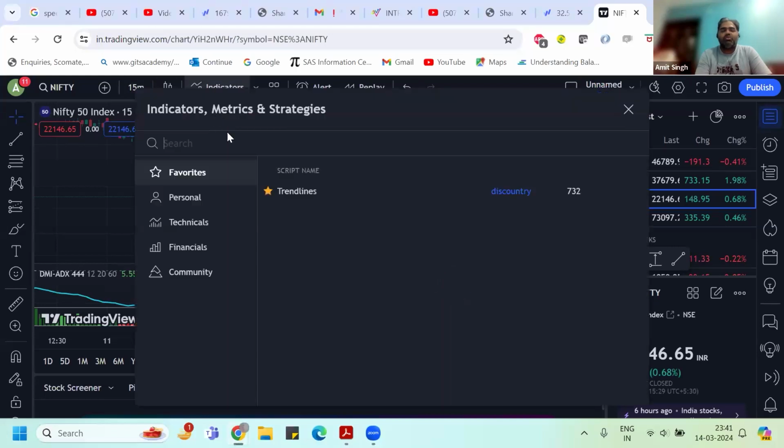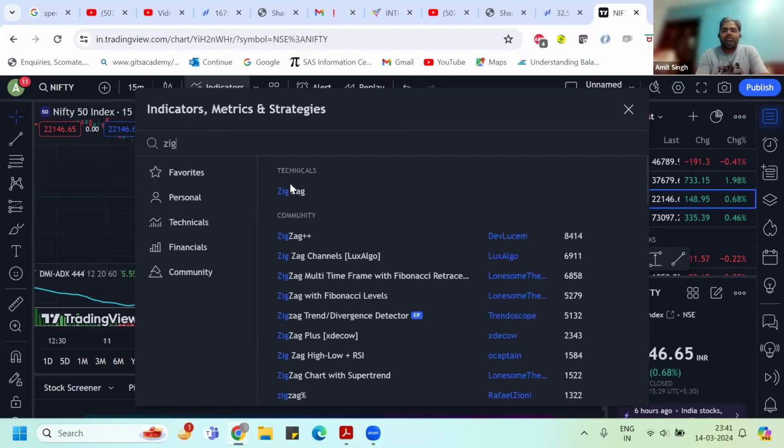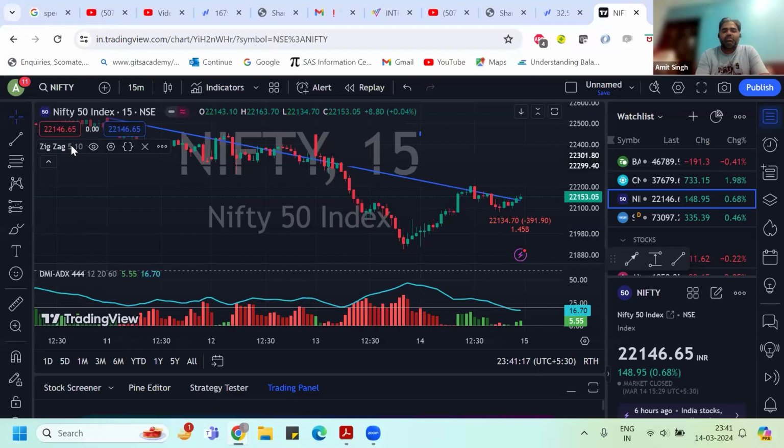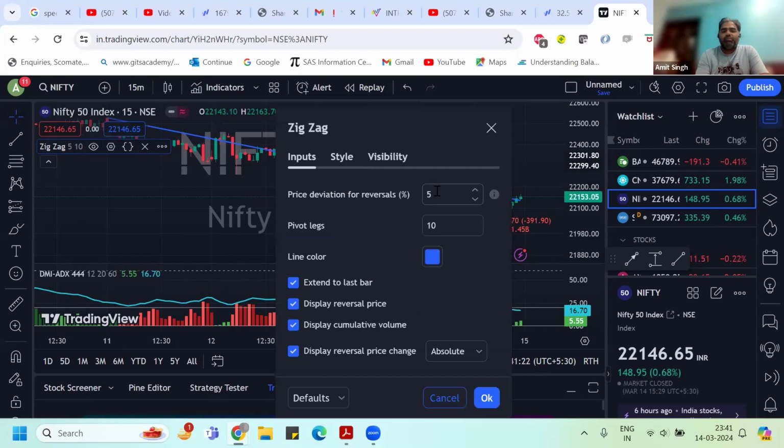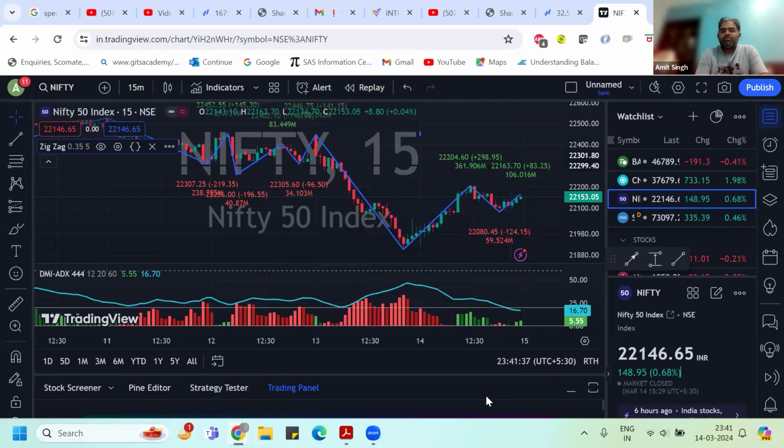So you just need to go to indicator, and in indicator, write zigzag. The name is very funny. Once you're done with this, go to the settings, and here go to input. In price deviation, just make it 0.35. And in pivot leg, by default it would be 10. Make this 10 as 5. Okay guys, once you're done with this, just press OK.